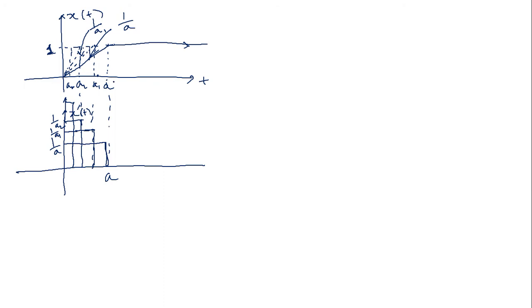So as in the reduction, if I make this a tend to 0, that means 1 by a tends to infinity. So slope tends to infinity. That means the height of this signal after differentiation is infinite. This is infinite.